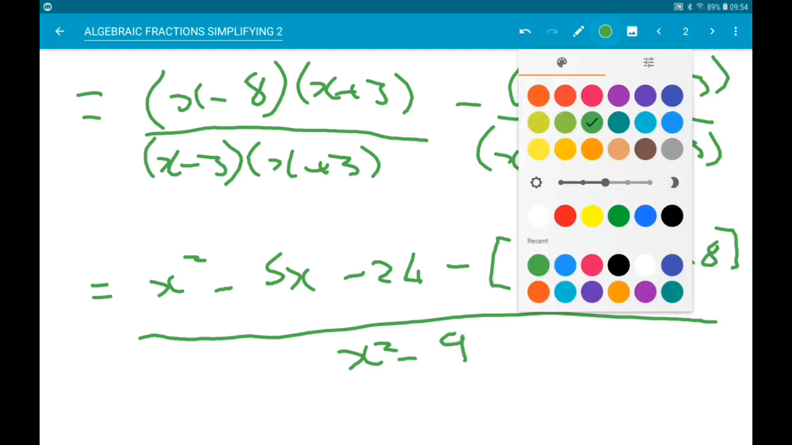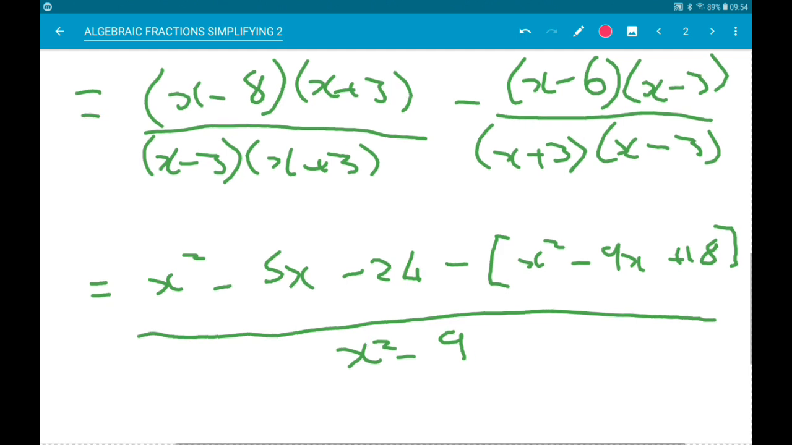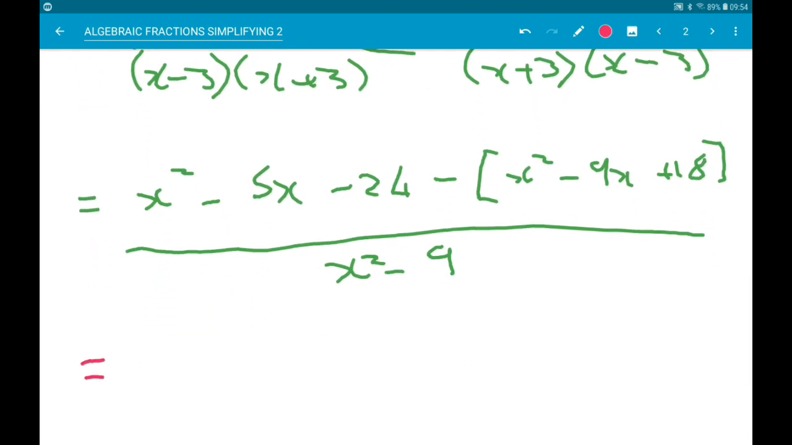Okay. So finally, up on top we have x squared minus x squared, so they cancel out. We then have minus 5x minus 9x. So that's minus 5x and 9x, so that's minus 14x. Hmm, wait: minus 5x minus minus 9x gives 4x. And then we have minus 24 minus positive 18, so that's minus 24 minus 18, which is minus 42.